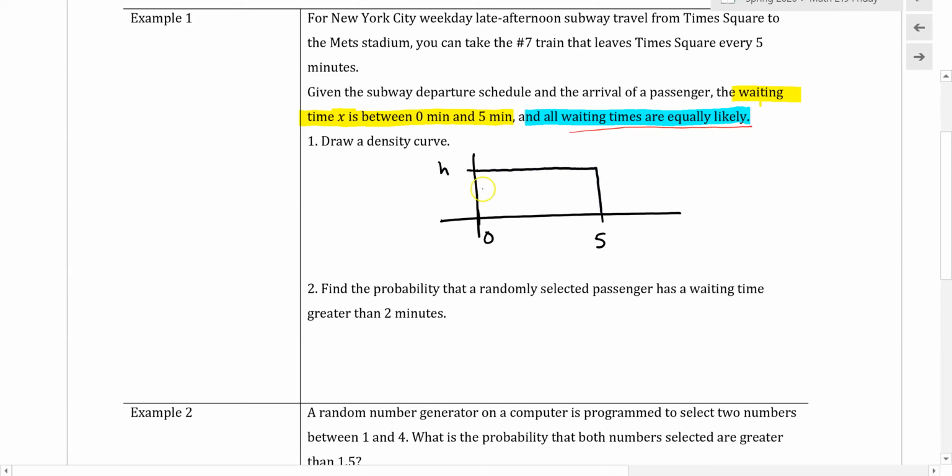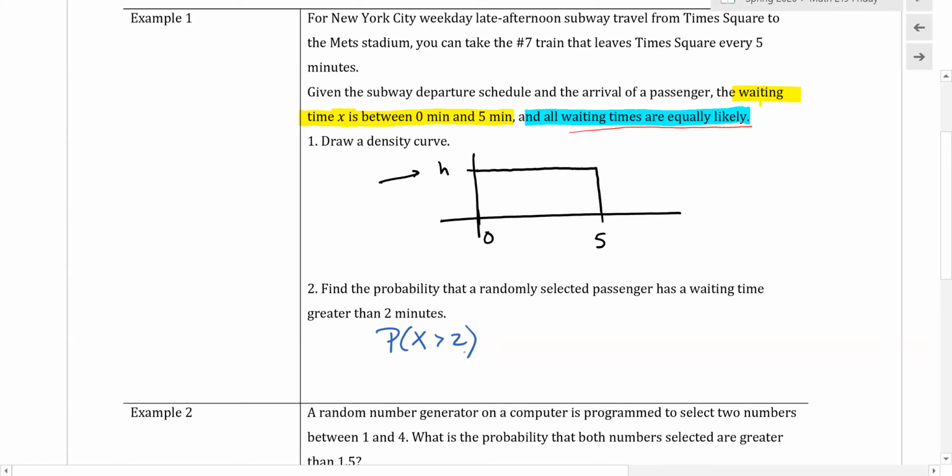But because all the probabilities of every number here are the same, or equally likely to occur, the height at every point is the same. Okay. Now, before I can do any probability, I have to know what that number h is. Because look what they're going to do. They're going to say, find the probability that a randomly selected passenger has a waiting time greater than 2 minutes.